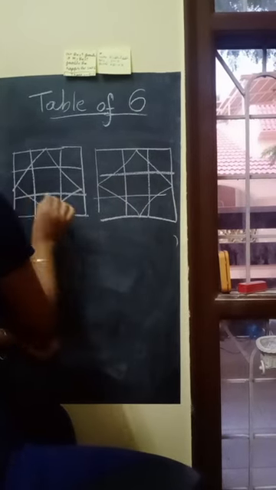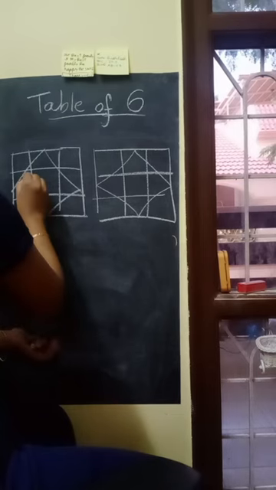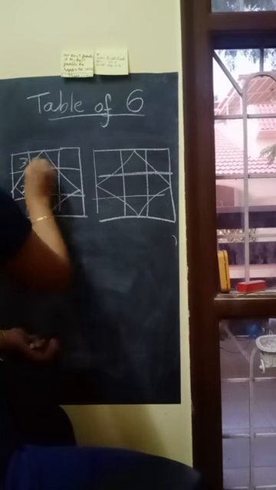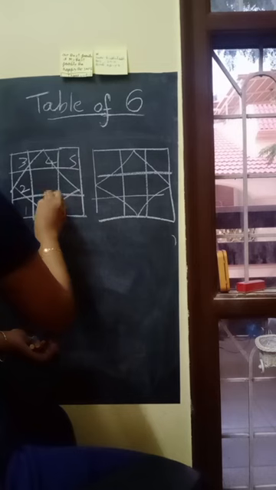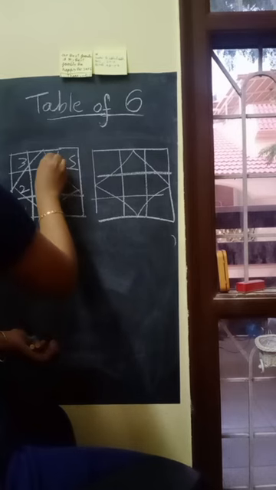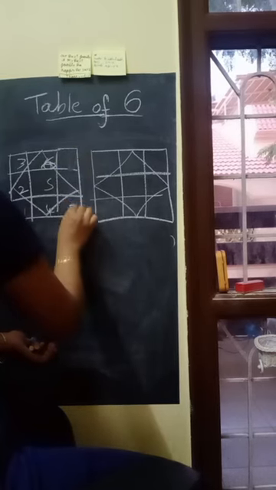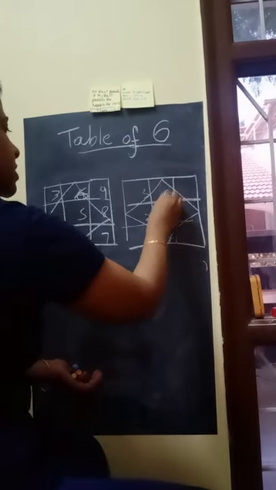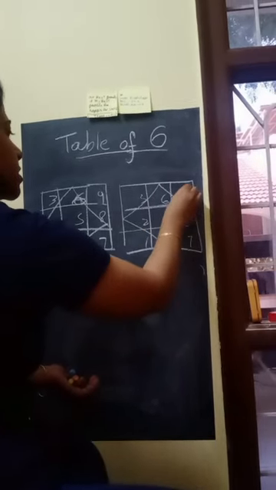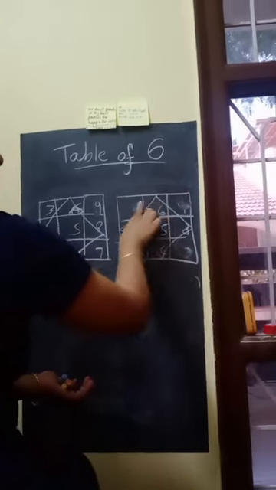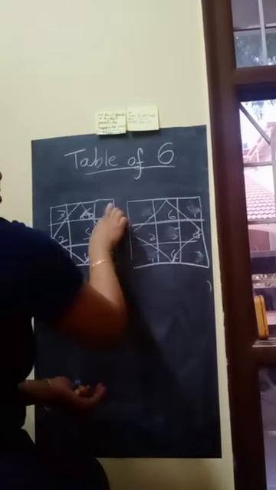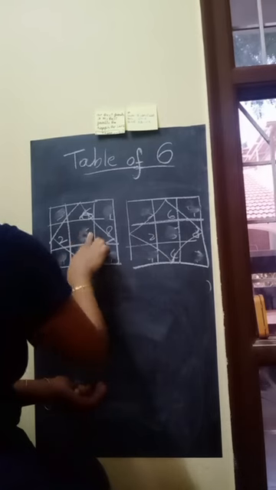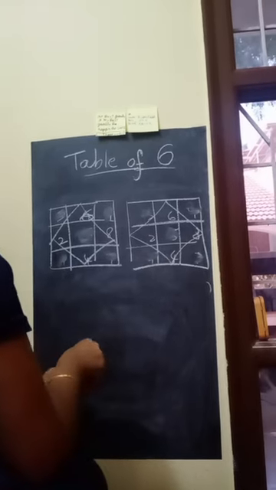Okay. We will write the same numbers. 1, 2, 3, 4, 5, 6, 7, 8, 9. Right? And then again 1, 2, 3, 4, 5, 6, 7, 8, 9. So we will erase all that is in the corner. And also the center.